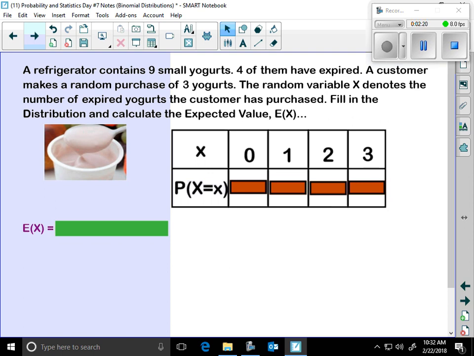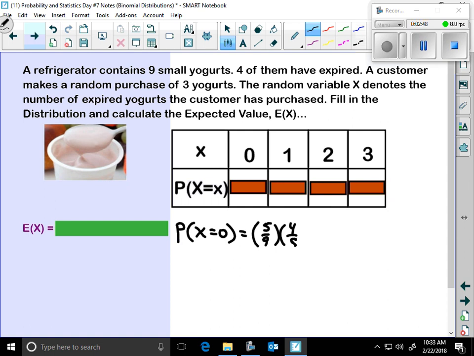Okay, so let's talk about getting 0 expired yogurts. Probability of x equaling 0. Okay, so I'm selecting how many of them? 3. Okay, so probability of getting 0 of them. So that means I get a non-expired or still good yogurt 3 times in a row. So what would that be? That'd be 5 out of 9. Then what? 4 out of 8. 3 out of 7.